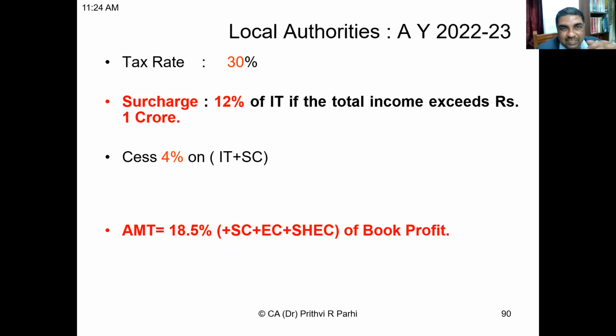One more category of persons are local authorities. Tax rates are 30% flat. Surcharge is again 12% of income tax if the total income exceeds rupees 1 crore. Cess is 4%. AMT is also applicable, 18.5% on income tax, plus surcharge plus cess.